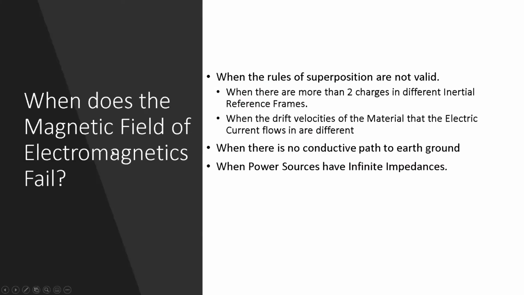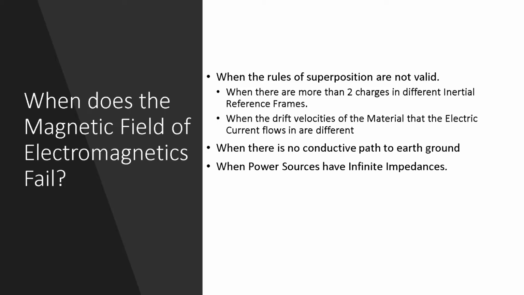Okay, so when does the magnetic field of electromagnetics fail? Well, when the rules of superposition are not valid, which basically says when there are more than two charges in different inertial reference frames, or we're using materials that have drift velocities in two different directions. Well, the drift velocities in the material that the electric current flows in, they're different. So that would be the materials. The other place the rules of superposition wouldn't really follow is when you have 3 or more charges moving at different velocities than one another. When there is no conductive path to earth ground.